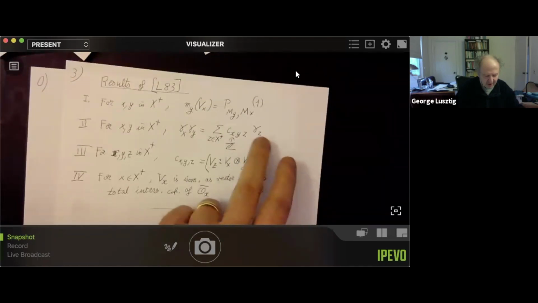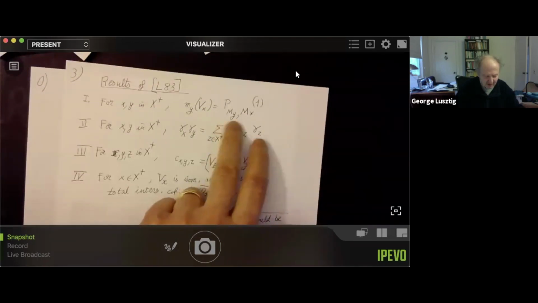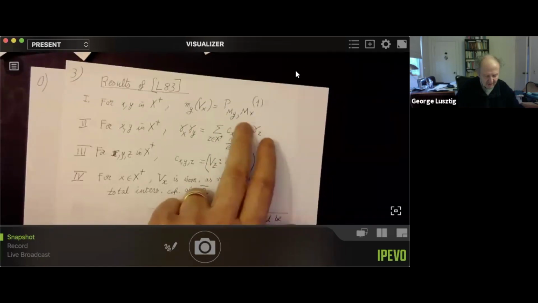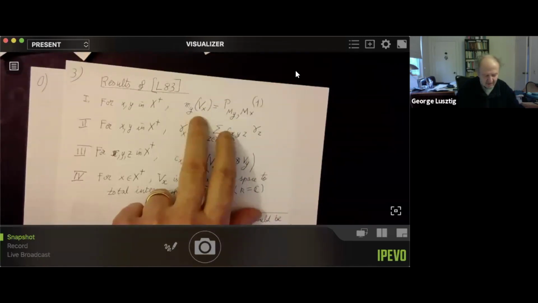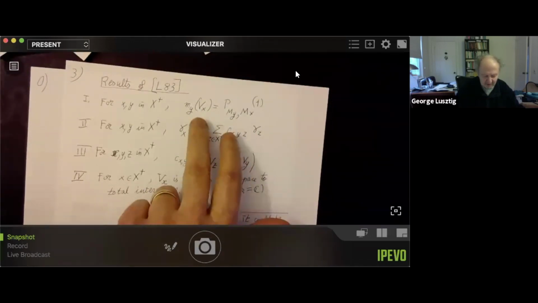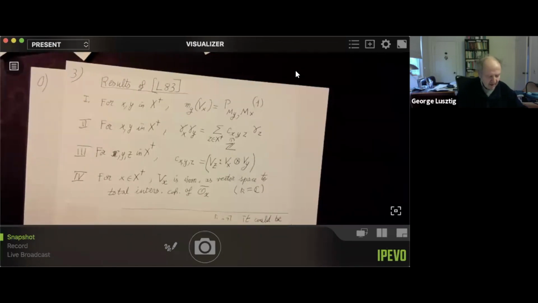So here the surprising thing is that this polynomial is defined in terms of the dual group, G star, while these other things are defined in terms of the group G itself. So there's some connection between G and G star.